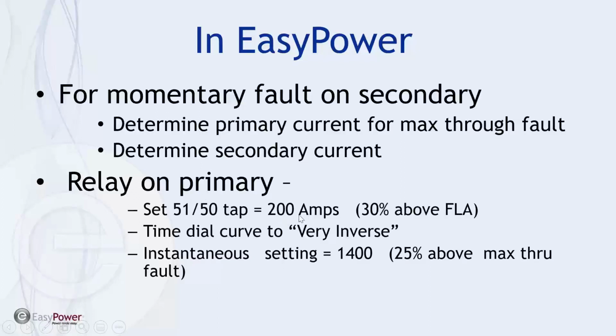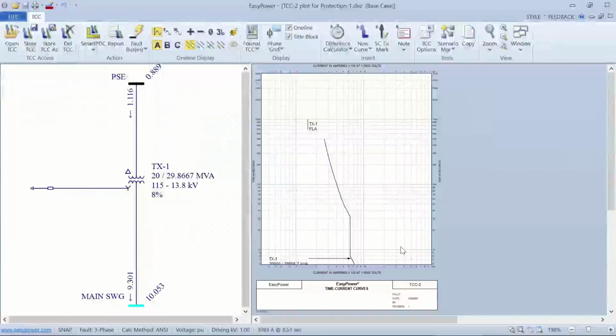We're going to set the trip settings for the primary tap to be 200 amps, which is roughly 30% above the full load current. We're going to use very inverse, and we're going to set an instantaneous current, again because we know the maximum fault current we'll see for a through fault. We'll set that at 25% above that 1100 amp range. So if we go back to EasyPower, let's see if we can set this up.